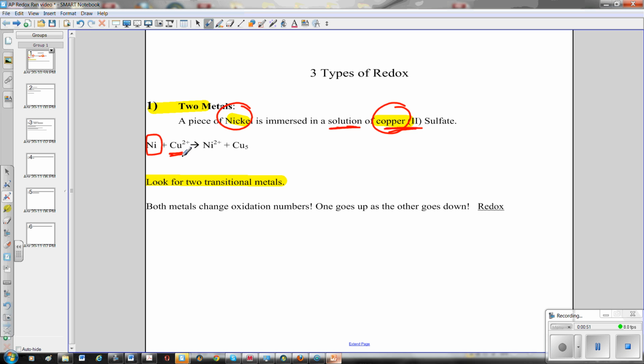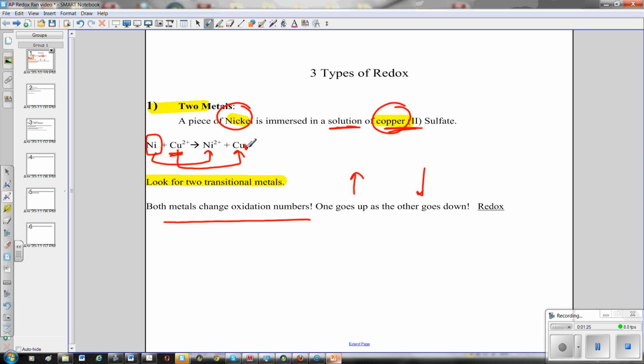So basically what has to happen is the metals have to change oxidation numbers. One metal's charge is going to go up, the other metal's charge is going to go down. So nickel is going to go from Ni to Ni2+. That will be my oxidation. So they're going to basically switch places. The ion, Cu2+, will become copper, a solid. Becomes Cu as a solid. So that's how you write out a simple redox reaction on the AP reaction section with two metals.